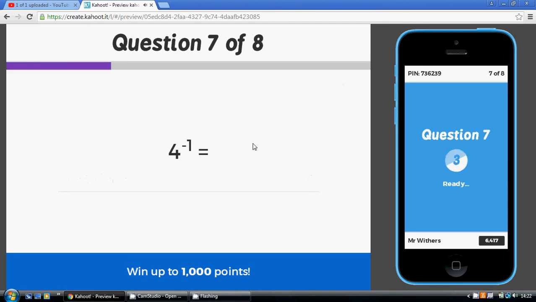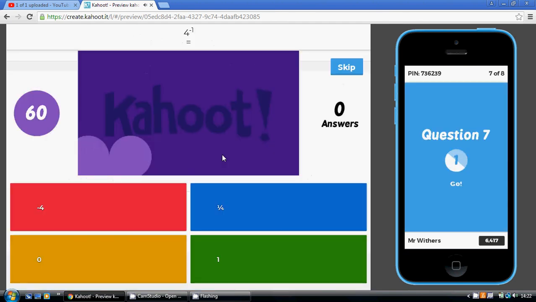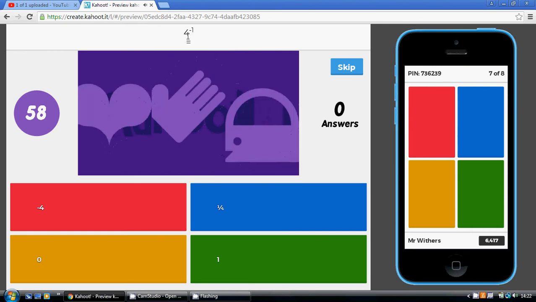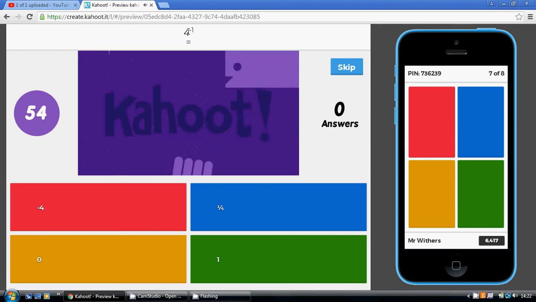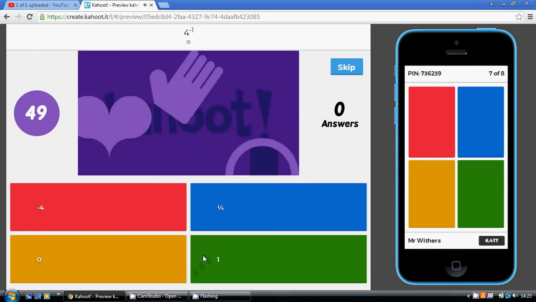Question 7. Now 4 to the minus 1. Now remember, what does the minus do? It flips the number over. So it's no longer 4, which is effectively 4 over 1. It is 1 over 4.